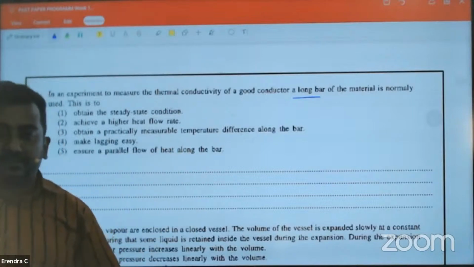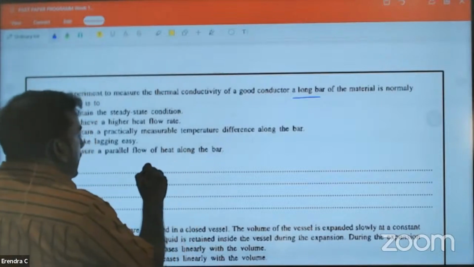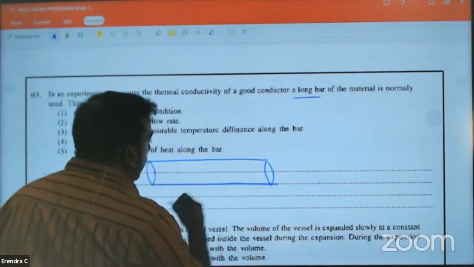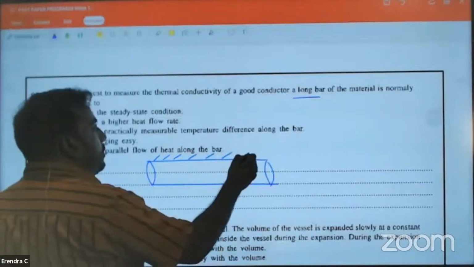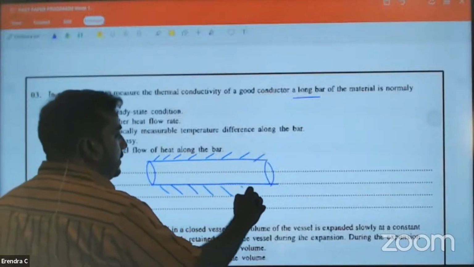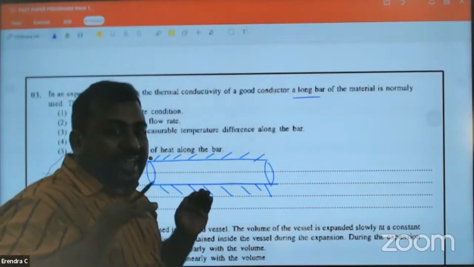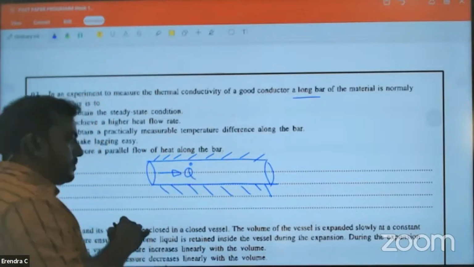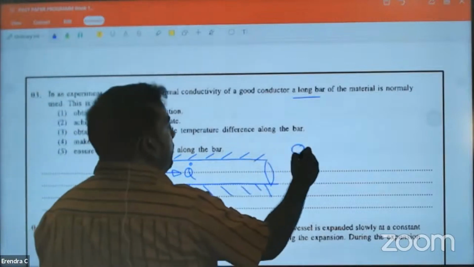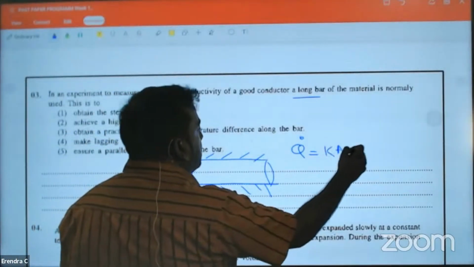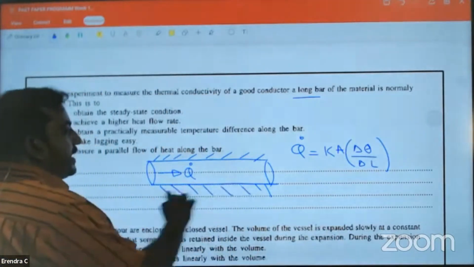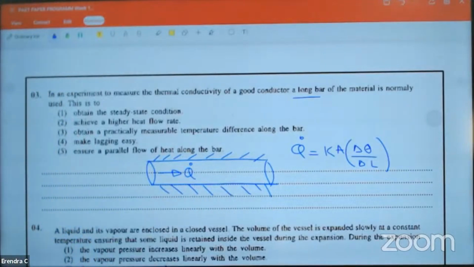Very good question. First, think about heat flow through a rod. Assume it's properly lagged. That means there's going to be axial heat flow. What is the equation for axial heat flow? Q dot equals K times A delta theta over L. This length we can take as L. Look at the board carefully.